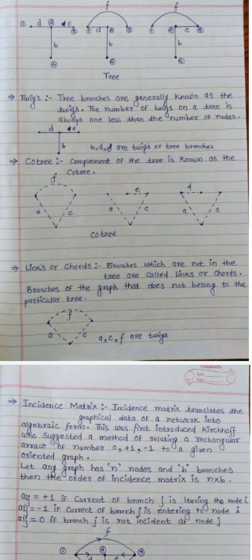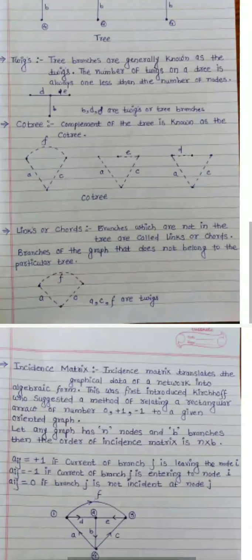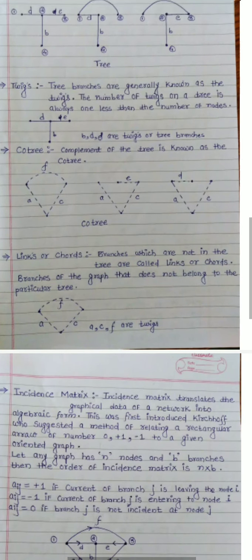Links or chords. Branches which are not in the tree are called links or chords. Suppose in a graph we have many branches. If we take a tree, the remaining branches of that graph which are not in the tree are known as links or chords, branches of the graph that do not belong to a particular tree. These are some of the definitions for graph theory.